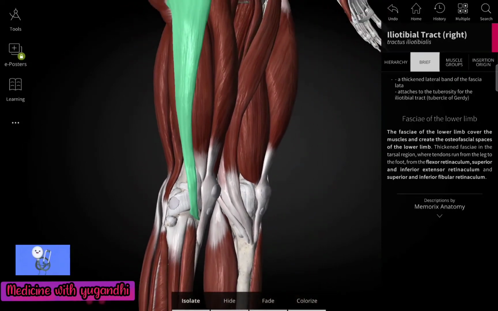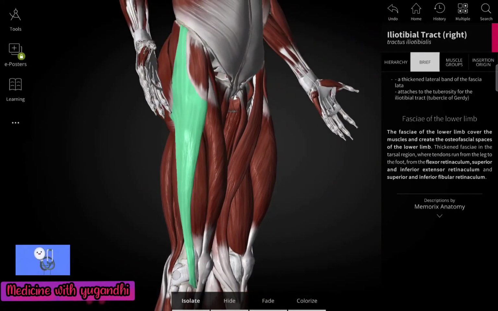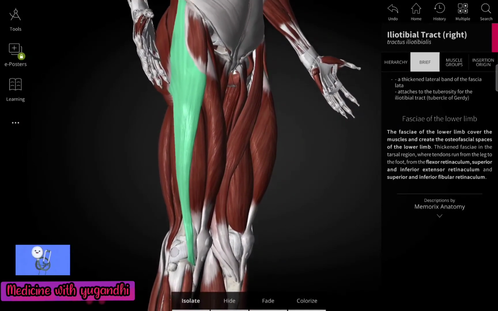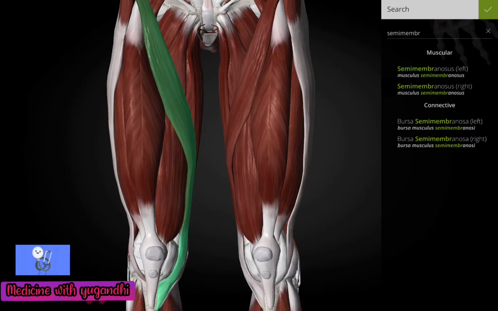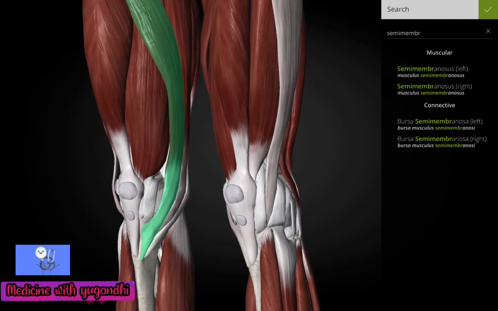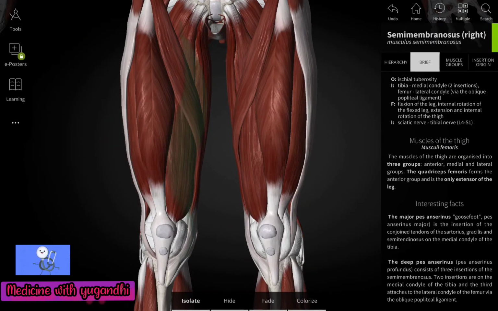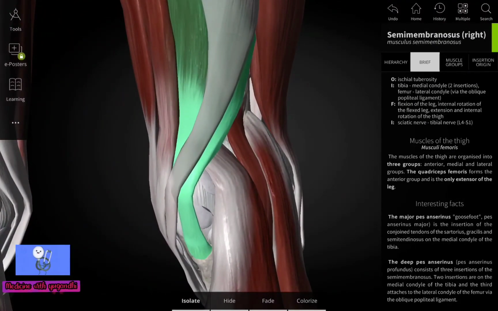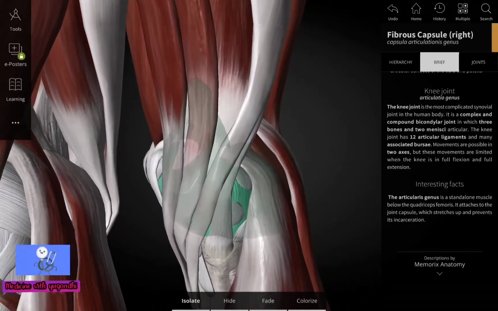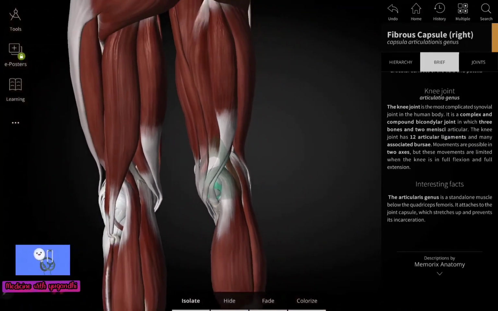laterally this fibrous capsule, it is strengthened by the iliotibial tract. What here you are seeing, this is the iliotibial tract, and this is the fibrous capsule. So laterally this fibrous capsule is strengthened by the iliotibial tract. So medially this fibrous capsule, it is strengthened by the extensions from the sartorius muscle. So here you can see the extension of the sartorius muscle, and also from the extensions of the semimembranosus muscle. Here you can see. So the fibrous capsule, it is medially strengthened by the extensions of the semimembranosus muscle.